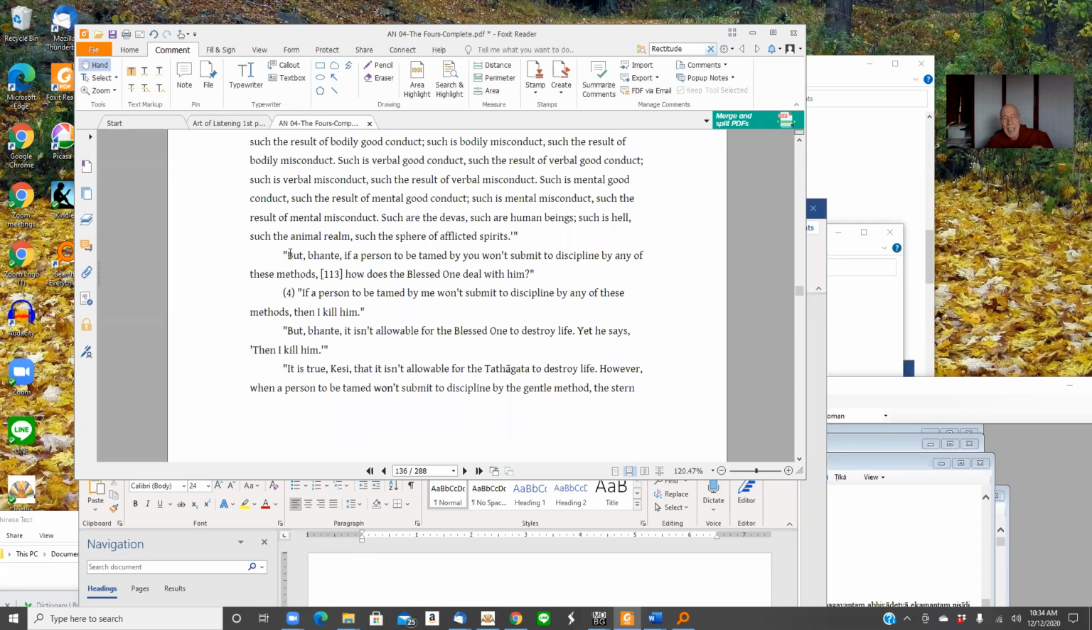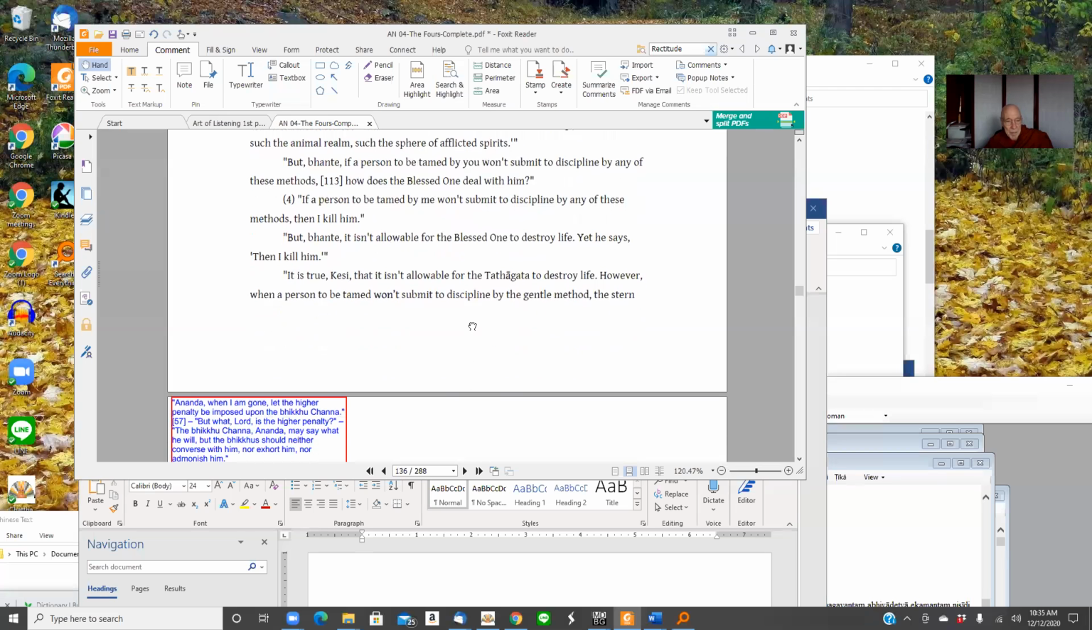But then Kesi, the horse trainer, says, if you get a disciple and he won't submit to discipline by any of these methods, how do you deal with him? And then the Buddha says, well, if he won't submit to any of these methods, then I kill him. So the Buddha is using maybe a shock technique here in order to maybe sustain the horse trainer's interest. And so Kesi says, but it isn't proper or allowable for the Buddha to destroy life, but you say, I kill him. What do you mean?